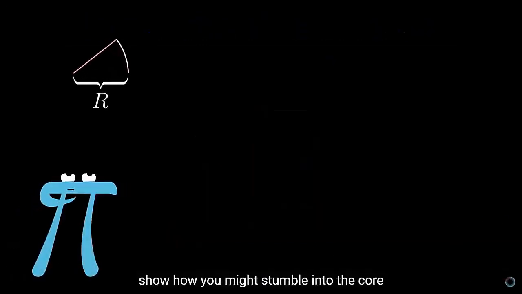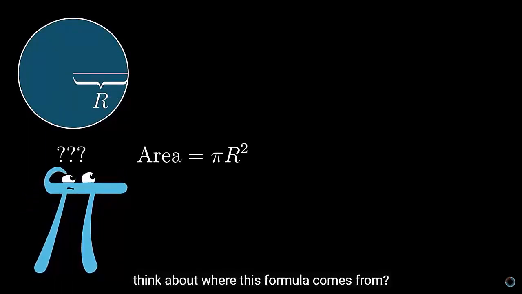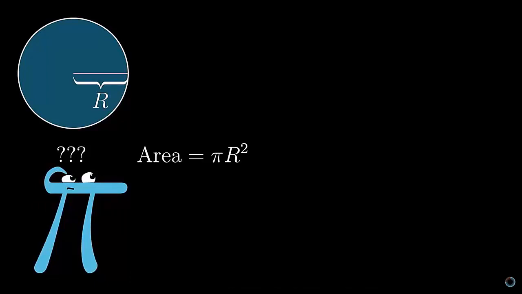In this initial video, I want to show how you might stumble into the core ideas of calculus by thinking very deeply about one specific bit of geometry, the area of a circle. Maybe you know that this is pi times its radius squared, but why? Is there a nice way to think about where this formula comes from?